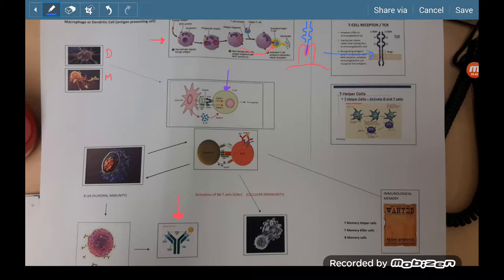It wouldn't recognize the antigen on its own. It needs to be held by MHC2. And what that does is when in the lymph node the T cell meets the macrophage or the dendritic cell holding in its MHC2 this antigen, hello, anybody interested in this?